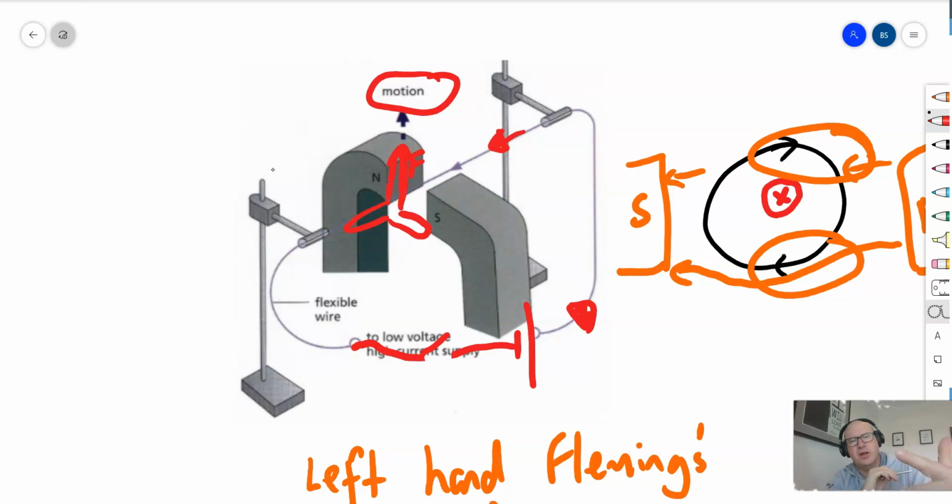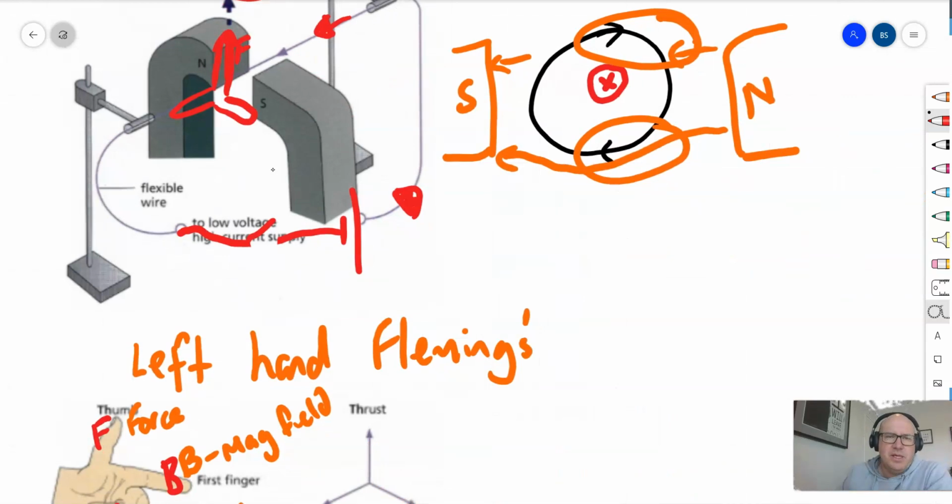Okay, so I'm going to point my fingers here. So these ones here are going to go along the direction of the current. My magnetic field is pointing from left to right for me, and that means the actual force is up. Okay. So that's how we find the direction.